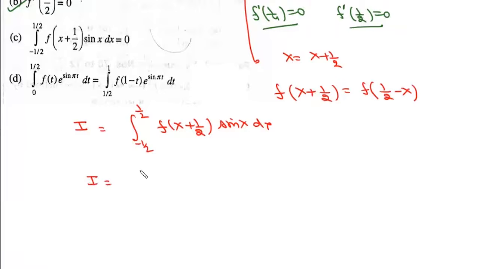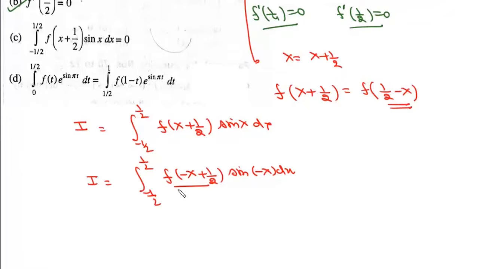I equals the integral from minus half to plus half of f(−x + 1/2) sin(−x) dx. Now f(1/2 − x) is the same as f(x + 1/2), so we'll write this as f(x + 1/2). Now if we add them, this is sin x and this is minus sin x, so it will be 0. So the value of this integral is 0. So this option C is also correct.